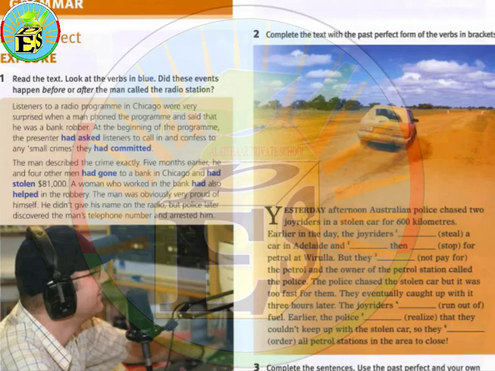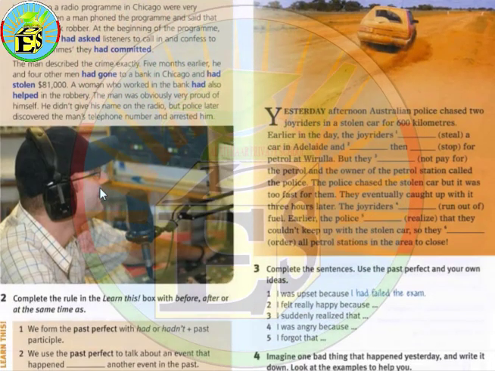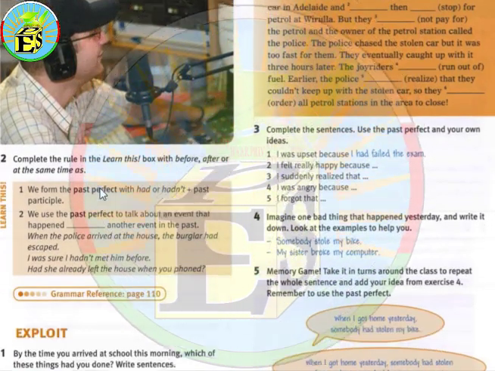Now, can you tell me, these actions or these events happened before or after the man called the radio station? Had asked, had committed, had gone, had stolen, had helped? Yes, excellent. All of them happened before the man called the radio station. Okay, now please, let's go for the next exercise.